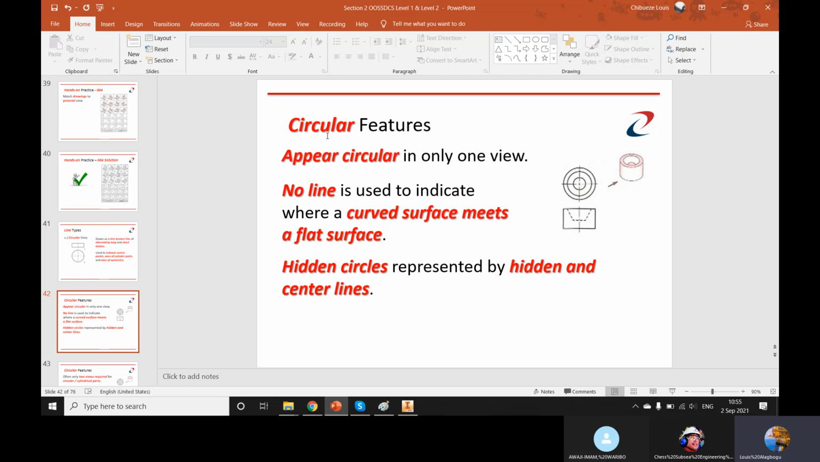So circular features. Circular features appear circular in only one view. No line is used to indicate where a curved surface meets a flat surface. Hidden circles are represented by hidden and center lines. We'll talk more of this when we get to counterbore and countersink. I'll bring this up again.